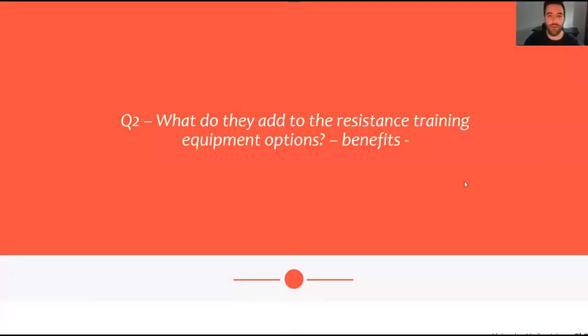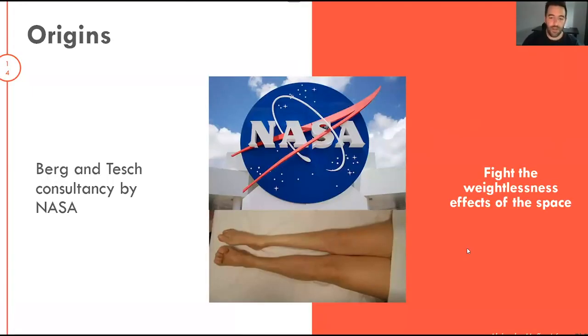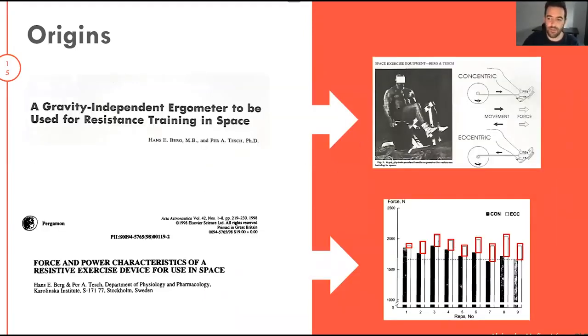So once we know what is a flywheel device, question two is, what do they add to the resistance training equipment options? What are their benefits? I must say that the origins of those flywheel devices came from a consultancy by NASA, by Berg and Tesch, to fight the weightlessness effects of space. This is the first paper, published in 1994 by Berg and Tesch. This is the first flywheel device that we find in the literature.